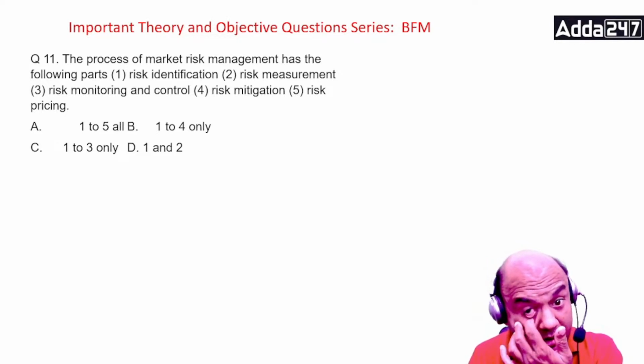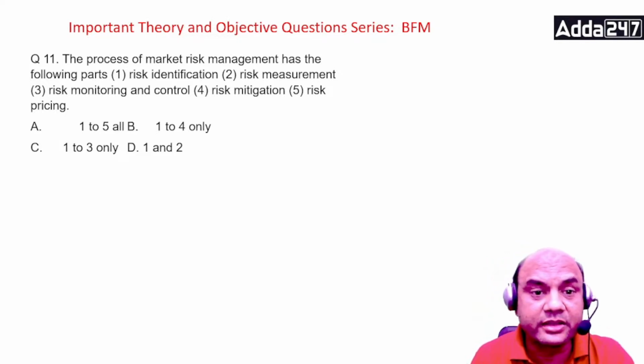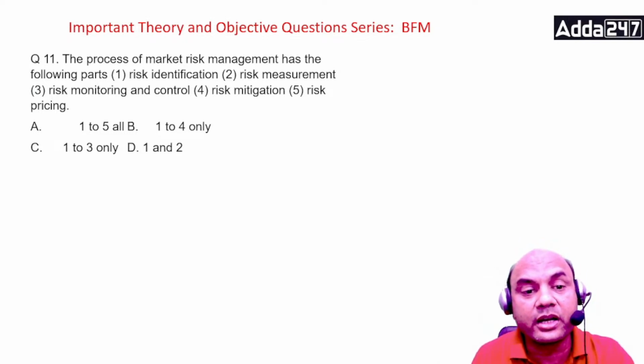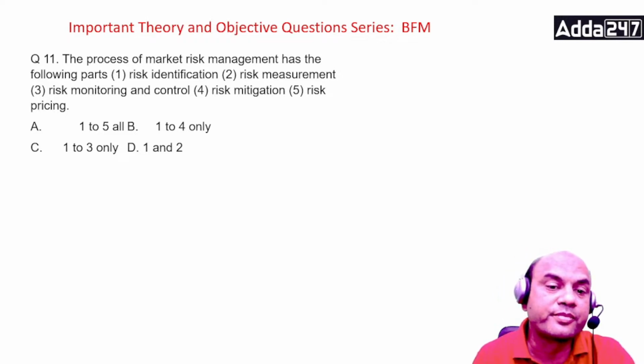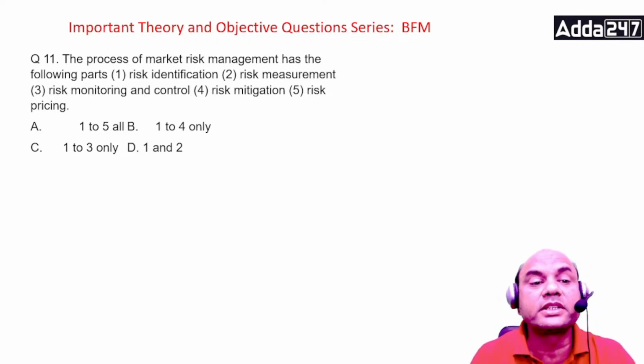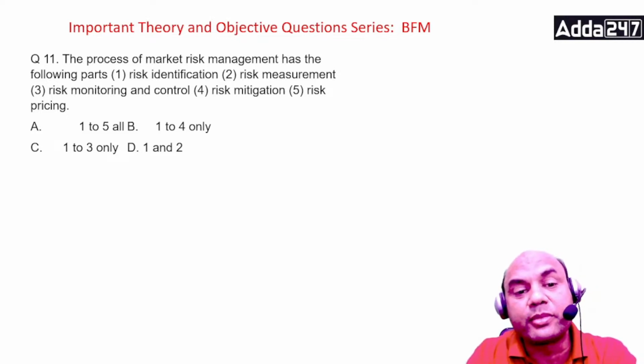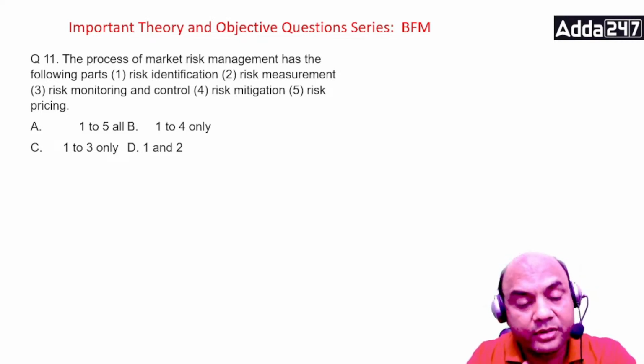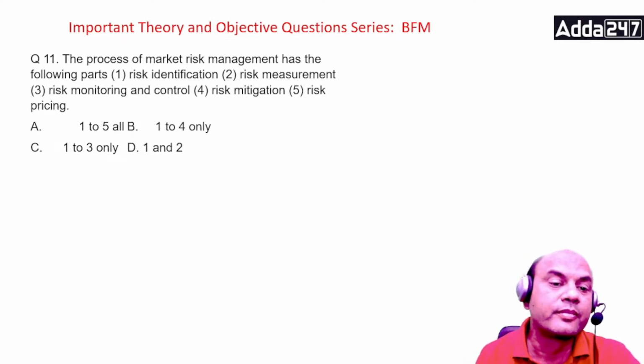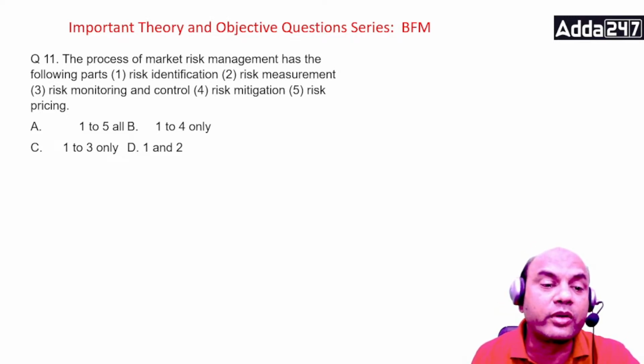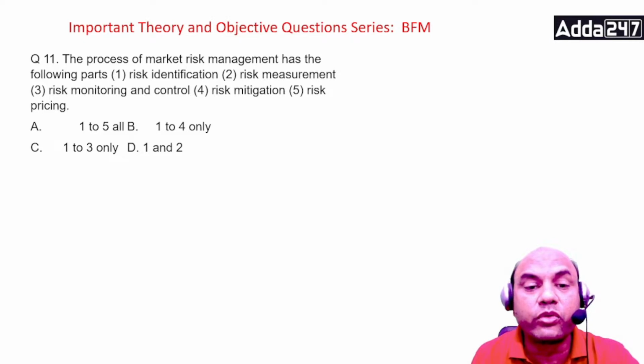The process of market risk management has the following parts: risk identification, risk measurement, risk monitoring and control, risk mitigation, and risk pricing. So what all do they have? Market risk management. What will it have? Is it 1 to 5 all, or is it 1 to 4 only?